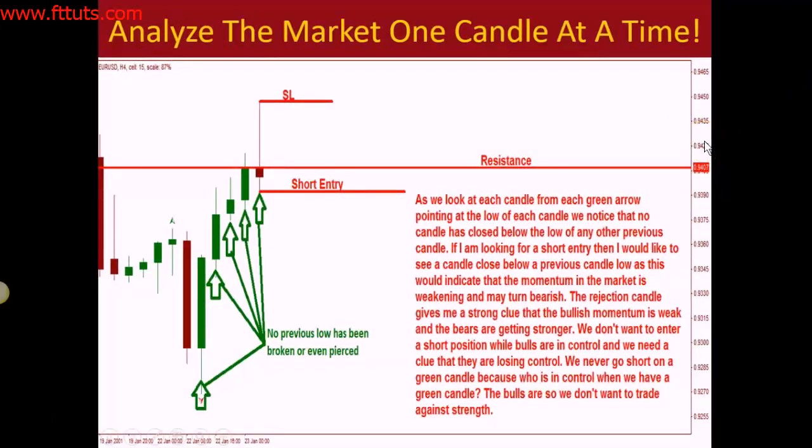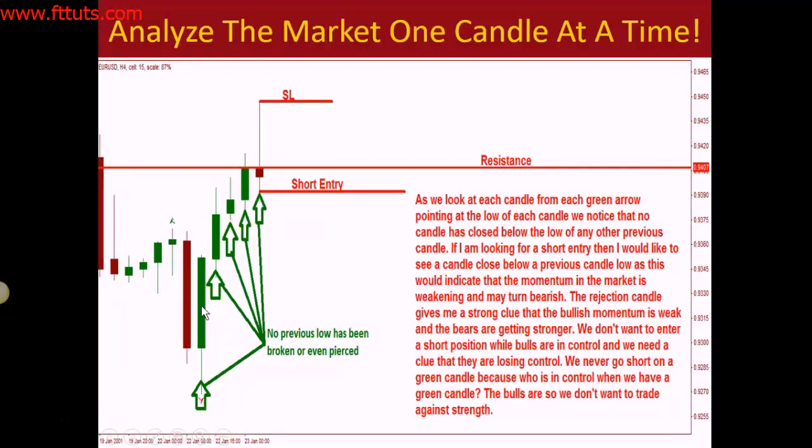All right. So when we look at the market one candle at a time, as we look at each candle from each green arrow, starting here, pointing at the low of each candle, we notice that no candle has closed below the low of any other previous candle. So therefore you could see this low, this low, this low, this low, and this low. The market never closed below any of these candle lows.